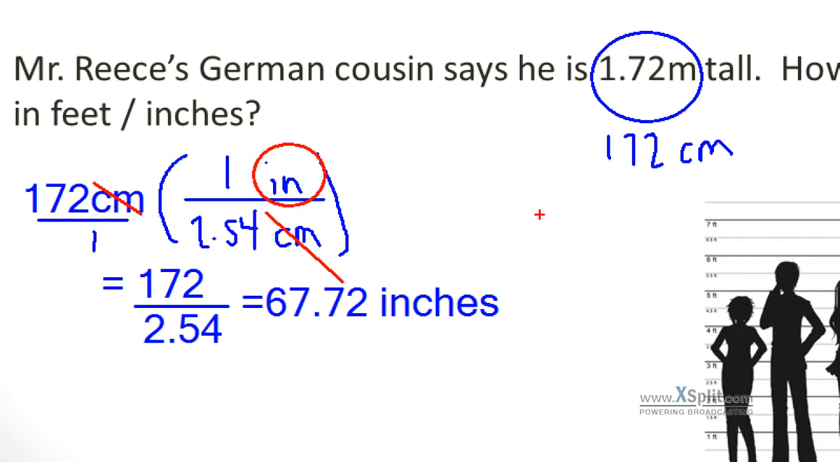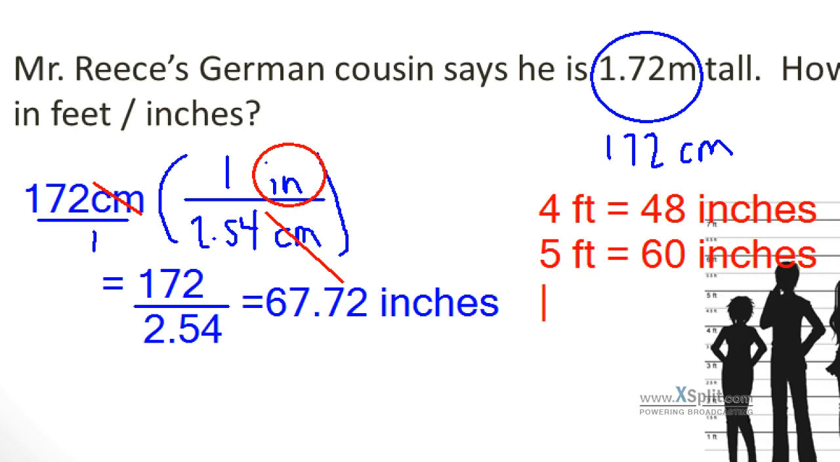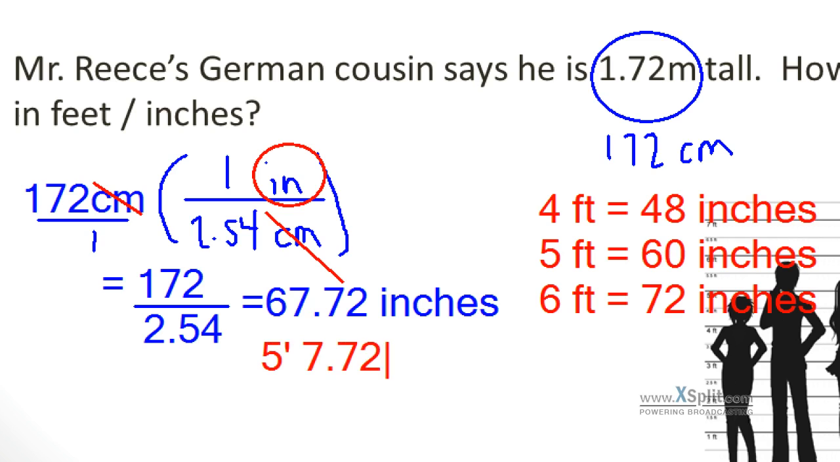In order to convert that into feet, let's think about popular feet amounts. I know that 4 feet is 4 times 12. 4 feet is equal to just 48 inches. I know that 5 feet or 5 times 12 is 60 inches. I know that 6 feet or 6 times 12 is 72 inches. Mr. Reese's German cousin is going to fit somewhere in 5 feet and some odd inches. Well, 60 inches is 5 feet, so Mr. Reese's German cousin's going to end up being 5 feet and 7.72 inches tall. Overall, 5 feet and a little over 7, almost 8 inches tall.